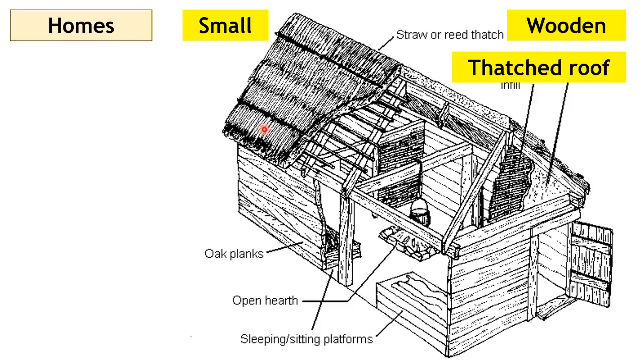And then, as you can see here, on the back of the wooden planks, the Vikings used wattle and daub, which is a mixture of mud and sticks. They packed it onto the walls, which would have stopped any drafts coming through and kept them warm in the winter months.